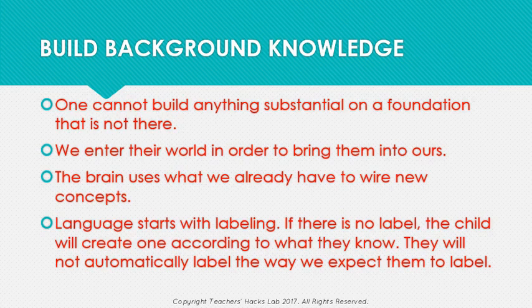Okay, language starts with labeling. If there is no label, the child will create one according to what they know. They will not automatically label the way we expect them to label. For instance, when I went on a field trip with my students, we didn't see any animals because it was raining. We go inside, we see these bamboos, and we're all excited. We're telling the kids, look at the bamboos.